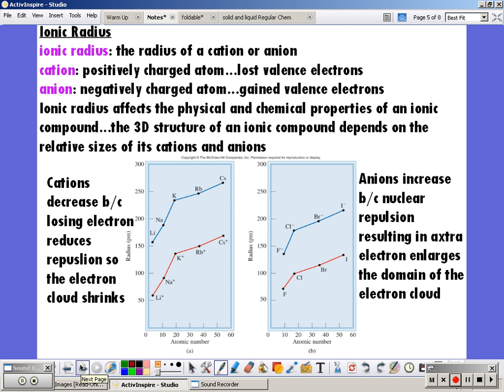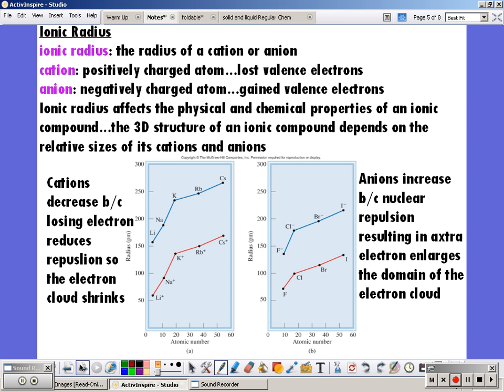Ionic radius is the radius of a cation or anion. Remember, a cation is a positively charged atom because it's lost valence electrons. An anion is a negatively charged atom because it gained valence electrons. So ionic radius affects the physical and chemical properties of an ionic compound. The 3D structure of an ionic compound depends on the relative sizes of its cations and anions.